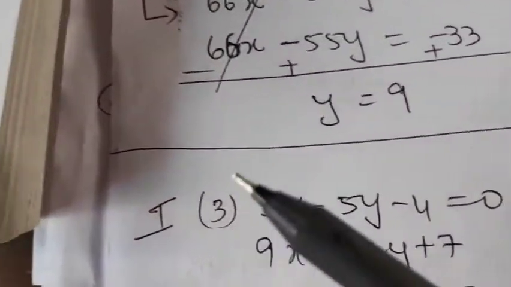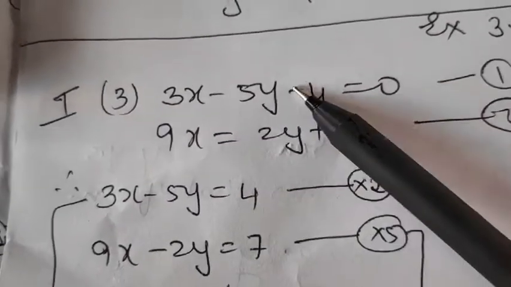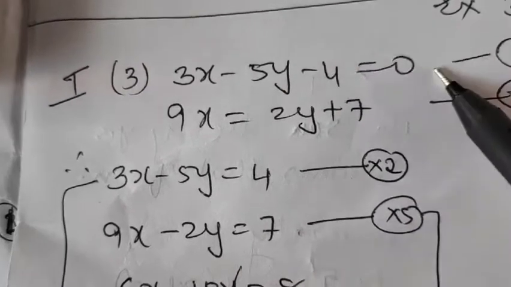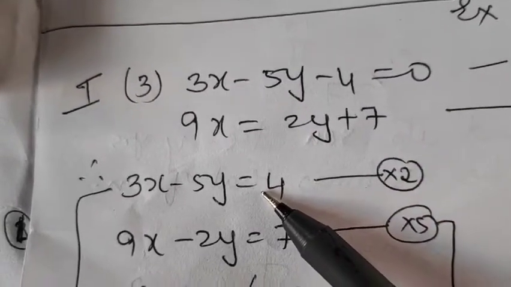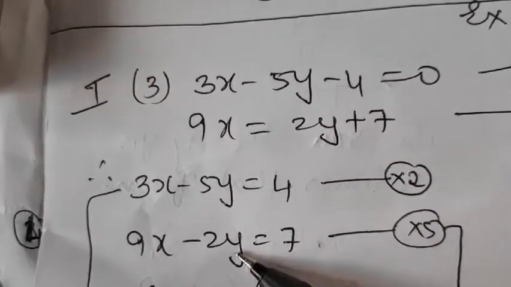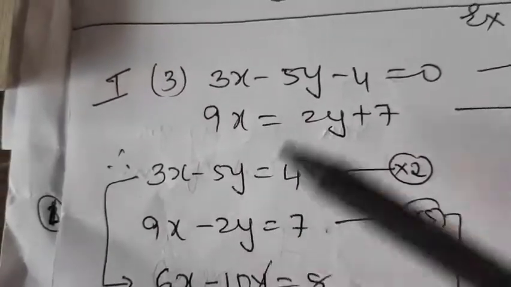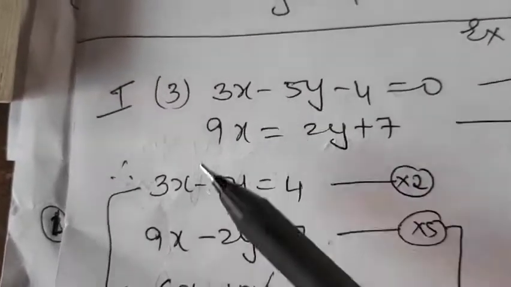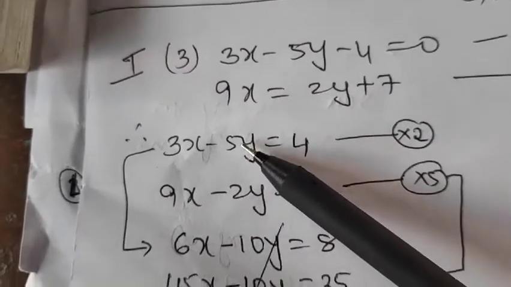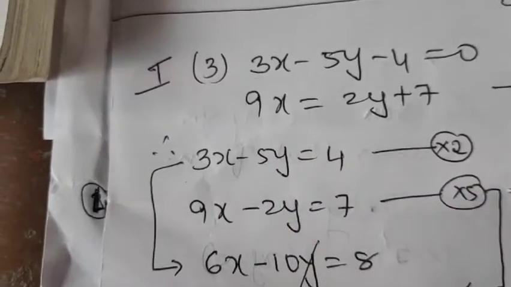Look over here. This is the original question. I have converted it into the same format. 3x minus 5y, and the 4 I will send to the other side, equal to 4. 9x minus 2y, because 2 terms have to be there on one side. So 9x minus 2y equal to 7. Understood now? The format is made the same. Now I have to decide which is to be eliminated. So I will eliminate the y term, multiplying the first equation by 2 and the second by 5.